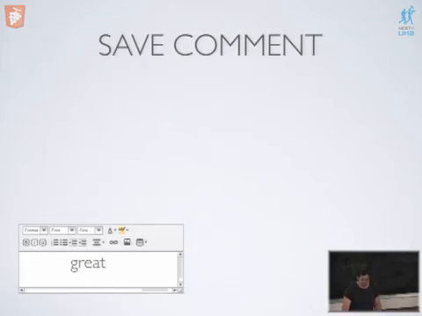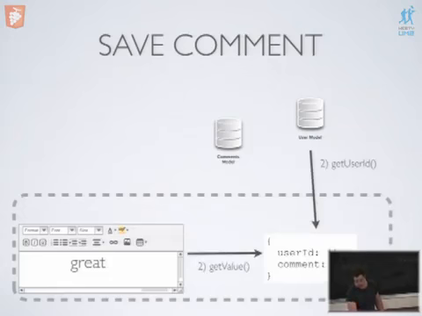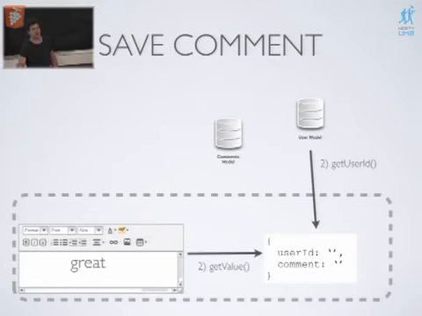So, someone's put in the comment. They've said, I love this, it's great. So I'm identifying boundaries here. I've got my models at the top, I've got my boundary. So it fires a save event. Get value is called on the widget. A JSON model has been created. And we are getting the user ID from the user model.